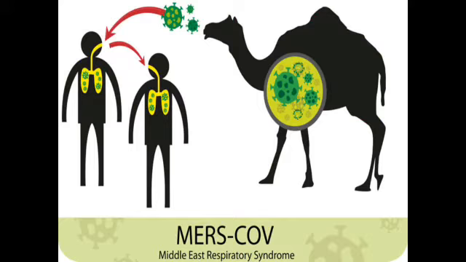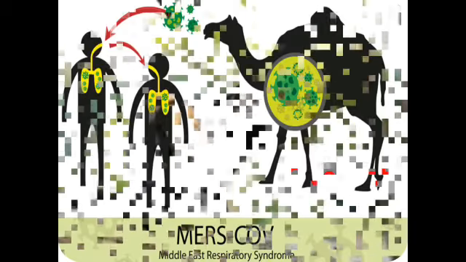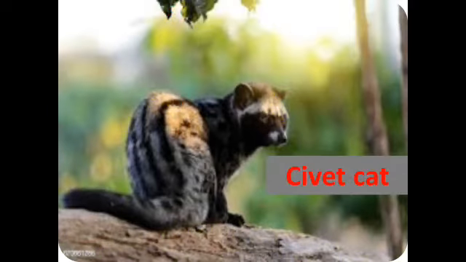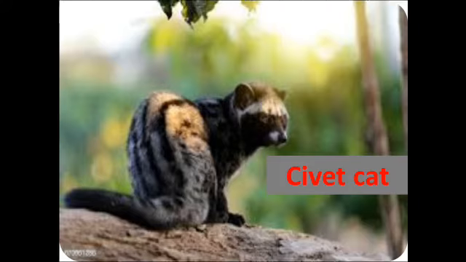This picture shows MERS coronavirus, where the virus is transmitted to humans through meat and camel milk, as shown in the picture. This wildcat called the civet is responsible for transmitting the SARS virus to humans.